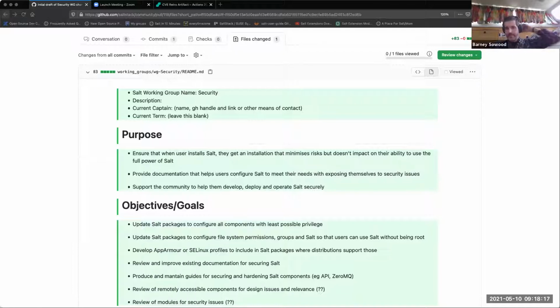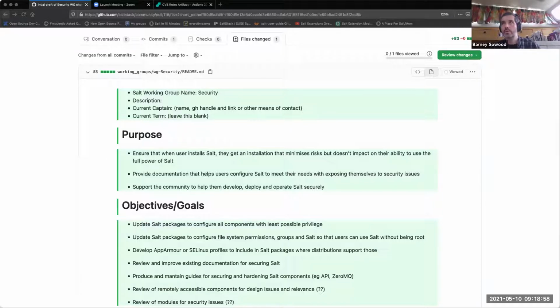As part of that as well, I know one of the issues that has been raised before regarding running the master as a non-root user is that it causes issues with PAM. So if you want to do authentication of users, if you're using Salt API, for example, and you want to use PAM, then there are issues if the Salt master doesn't run as root. But I think those problems are solvable.